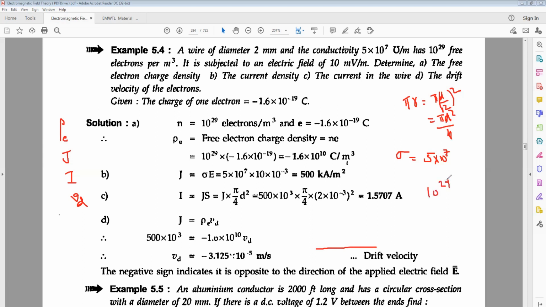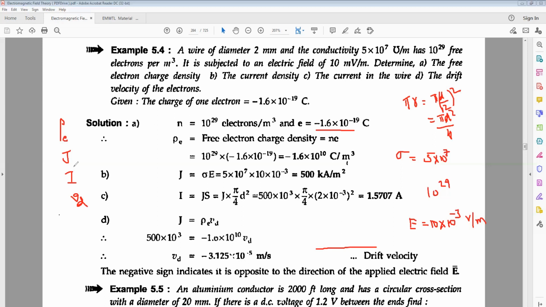So actually 1 electron is minus 1.6 into 10 power of minus 19 coulombs. But as asked, there are 10 power 29 free electrons per meter cube. It is subject to the electric field also. Given the electric field E is equal to 10 milli, 10 into 10 power of minus 3 volts per meter. Okay. So now N is given as 10 power 29 free electrons per meter cube, and 1 electron is equal to 1.6 into 10 power of minus 19 coulombs.